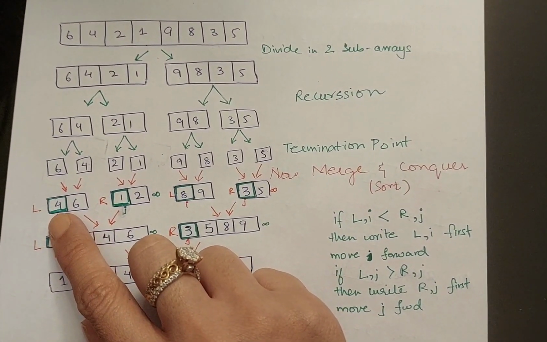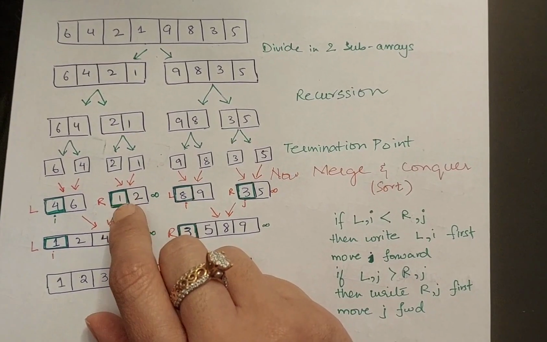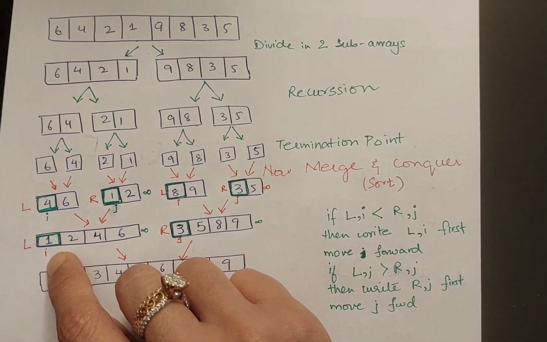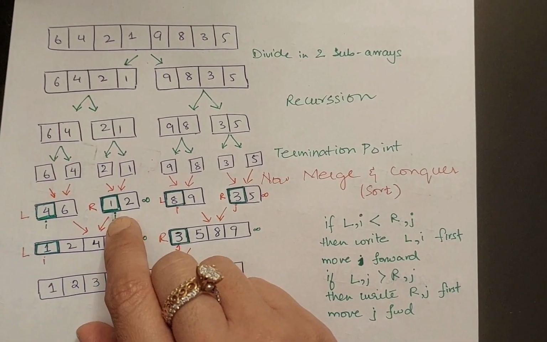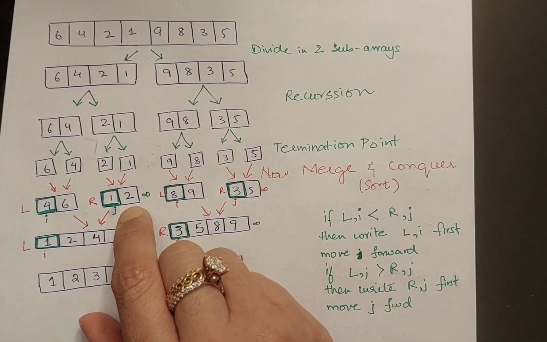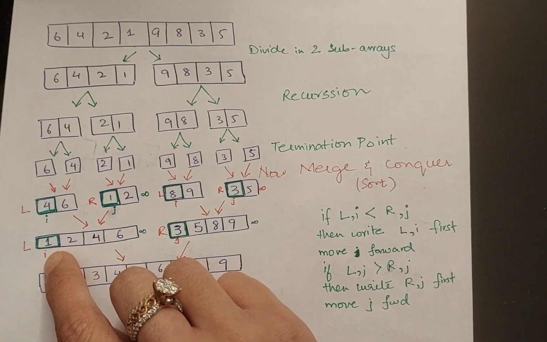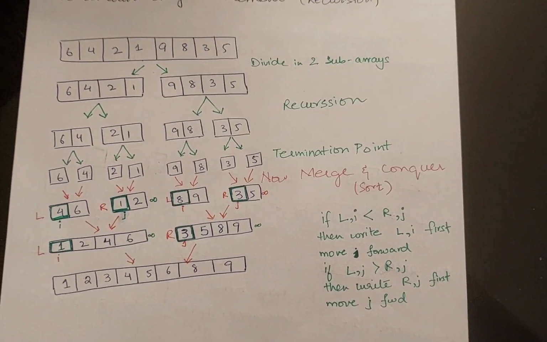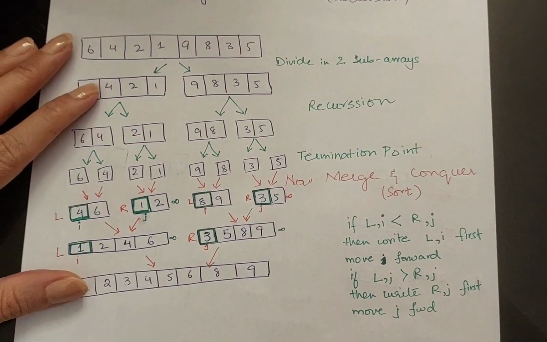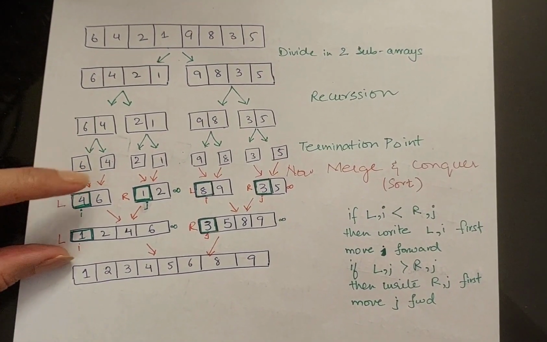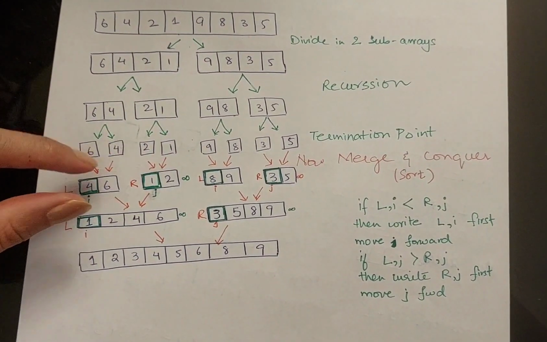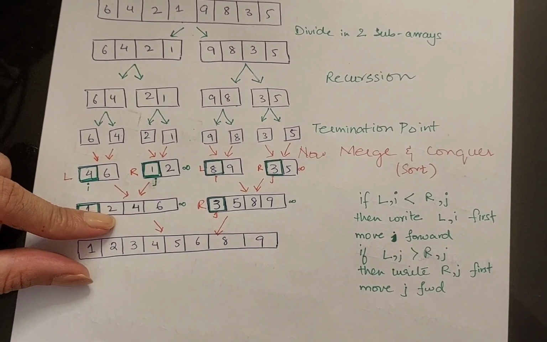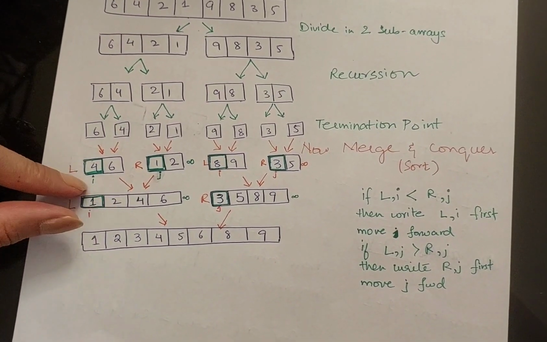So I'm comparing 4 with 1, and I can see that this is the smaller number. 1 is smaller than 4. So I'm placing 1 here and I'm moving this pointer j from this position to the next position because this element has already been sorted out. Okay, so now I will compare 4 with 2, and you can see that of course 2 is smaller than 4, so I will move this 2 here. Okay, now what to do, how to compare 4?